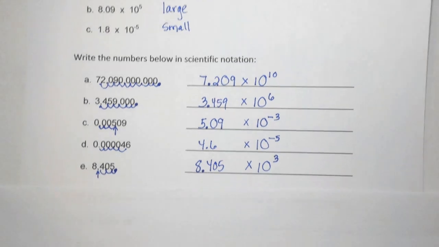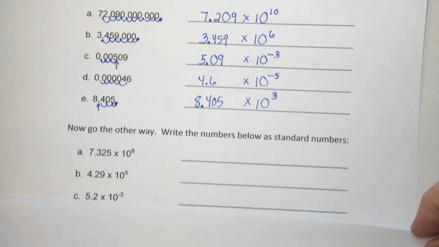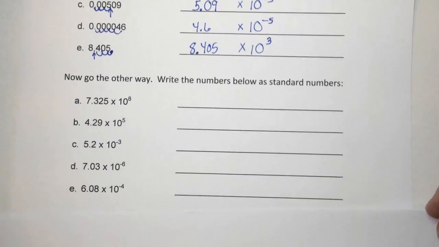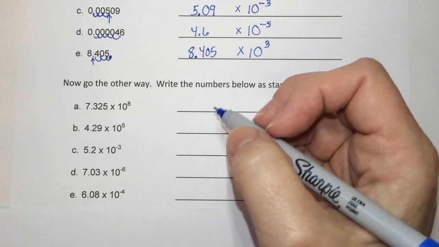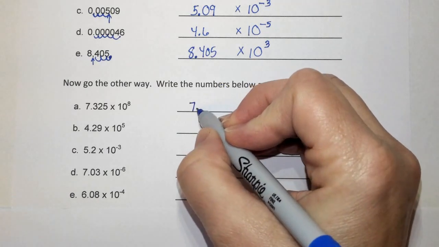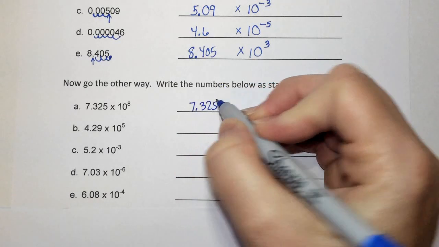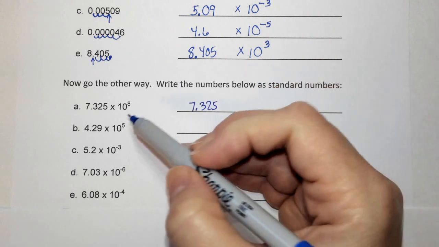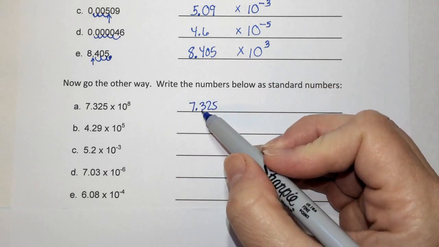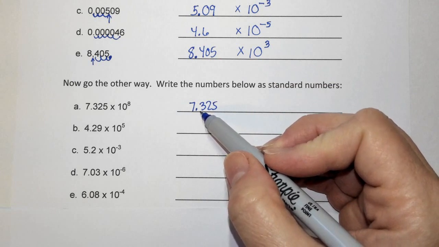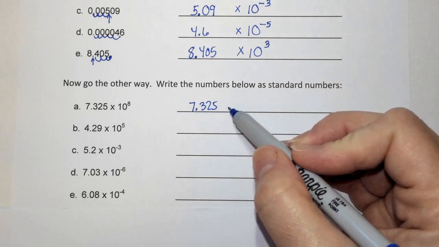All right, now we're going the opposite way. Write all of these numbers below as standard numbers this time. This is more like unraveling, right? So I've got 7.325 times 10 to the 8th. This is a lot of zeros. It would make my number here large, quite large actually. So we're going to have to move our decimal this way.